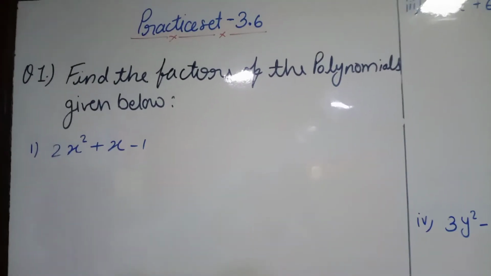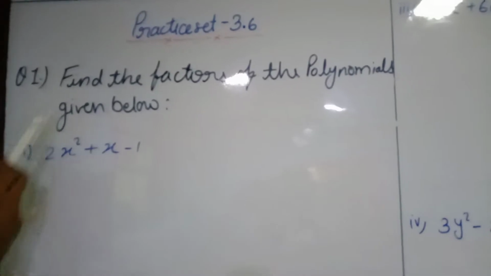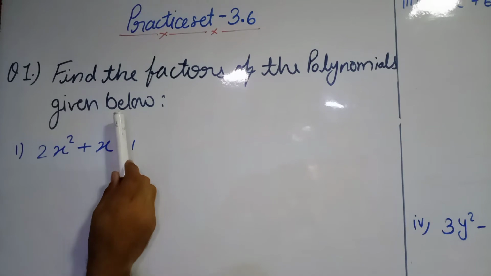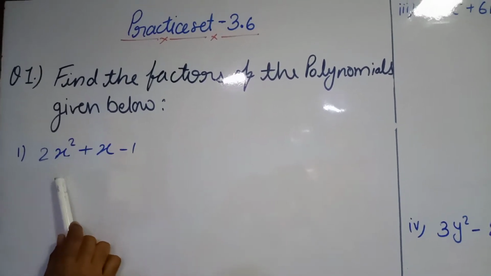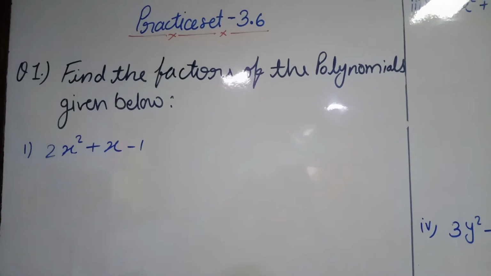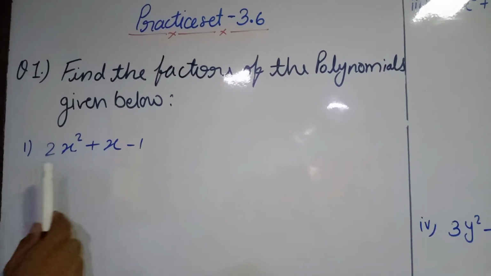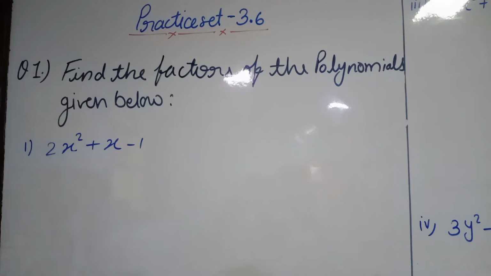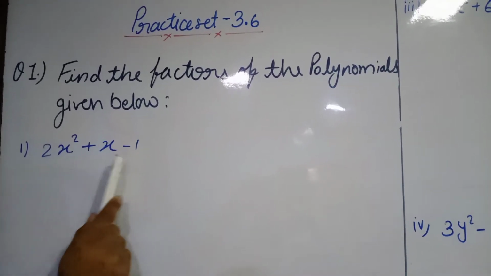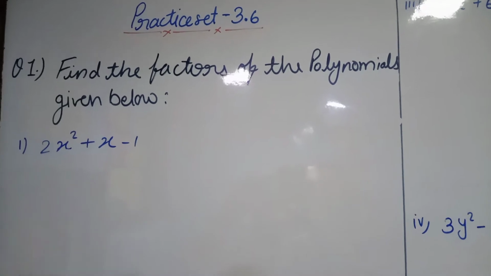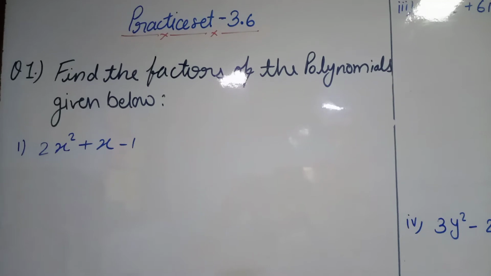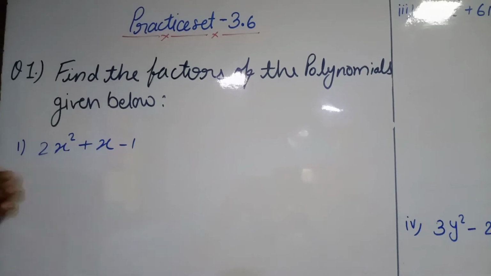Here we have question number 1: find the factors of the polynomials given below. The first sub-question is 2x square plus x minus 1. Let's check whether the given polynomial is in the index form or not. Yes, x square, x, and nothing is there, means coefficient 1. So we can say this is in the index form.